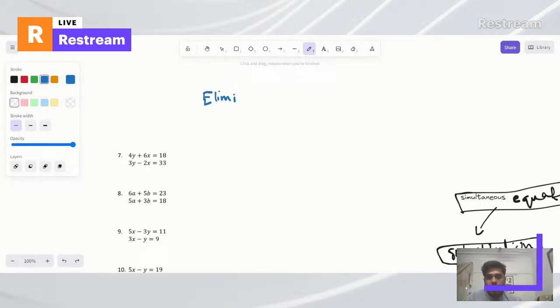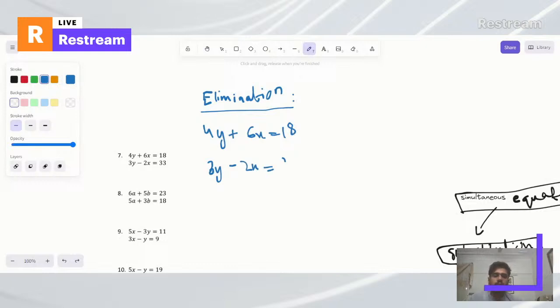Elimination. So what's the elimination method and how are we going to use it? What does it mean to eliminate? Eliminate means to remove something, or to eradicate something. So right now I have one equation as 4y plus 6x equals 18, and I have another equation which is 3y minus 2x equals 33.